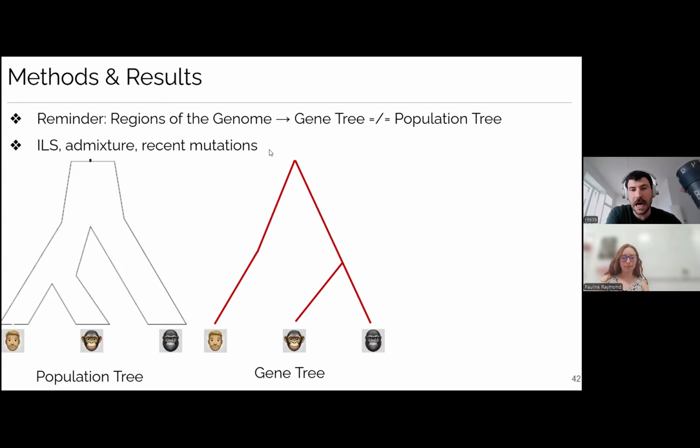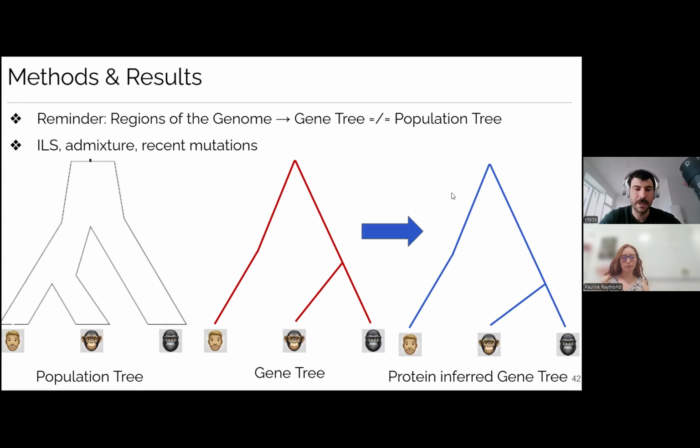And you may say, how would that impact? Well, you can imagine again, we saw that there are these regions of the genome where the local gene tree differs from the population tree. So this tree right here is different from the population tree. And this could be either due to admixture, ILS, or recent mutations. However, we usually expect the protein tree to match this gene tree and thus be different from the population tree. So this is one way protein trees can differ from the population tree.